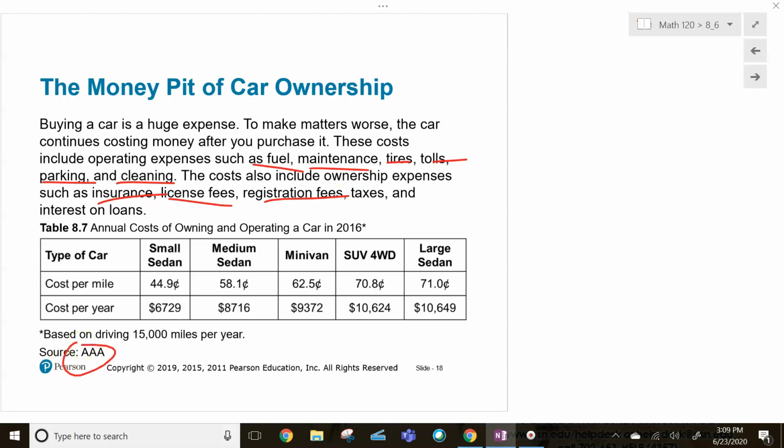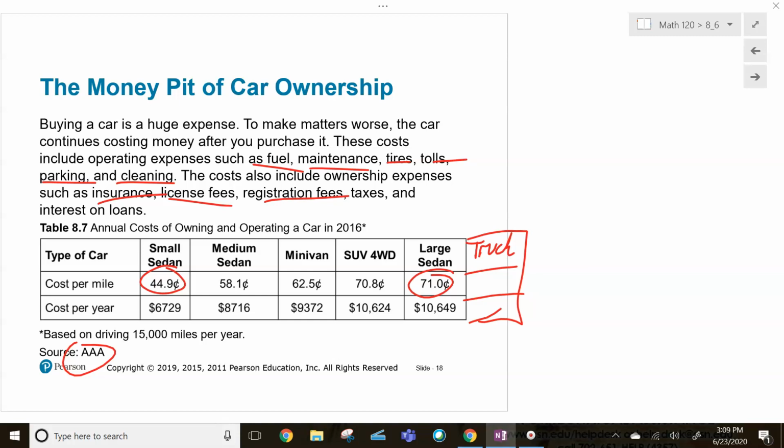This is from 2016. For a small sedan, they've calculated that the average cost per mile is 44.9 cents compared to a medium sedan, minivan, and large sedan, 71 cents. In fact, a truck is a little bit more than that. They usually will put a column here for a truck as well. So you know it can be substantial.